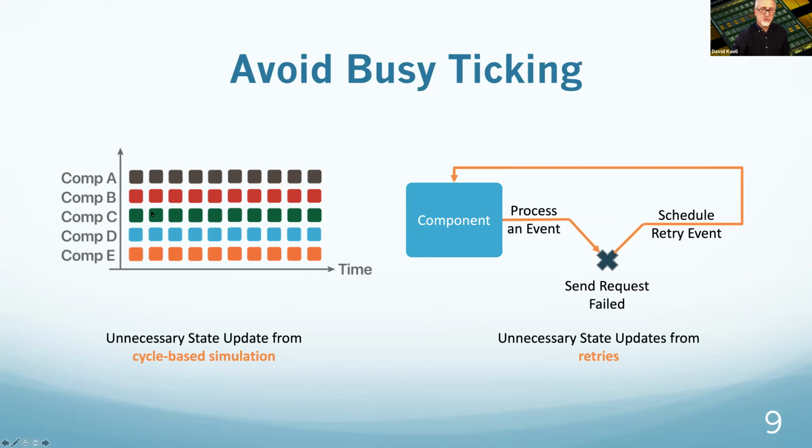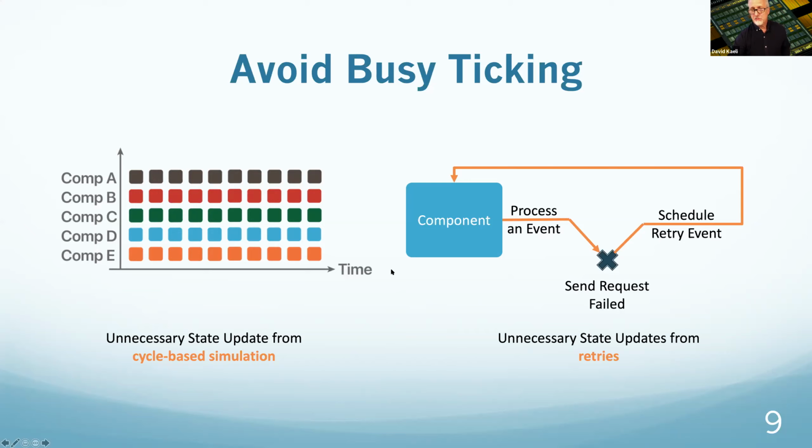Some things take multiple cycles, and so those components don't change their state necessarily. They are in the middle of a multi-cycle operation, but their actual visible state is not changing. We call this busy ticking. Basically doing the evaluation, checking each cycle, each one of these components.